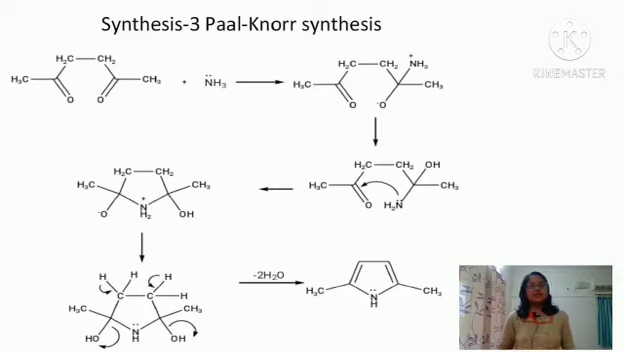So coming to the third method of synthesis of pyrrole, that is the Paal-Knorr synthesis. This method of synthesis is useful for the preparation of substituted pyrrole. Its starting material is a 1,4-dicarbonyl compound. So when the 1,4-dicarbonyl compound is treated with ammonia, and ammonia has a lone pair of electrons, it starts donating that electron pair to one of the carbonyl oxygens. Then a bond forms, and so the nitrogen acquires a positive charge.